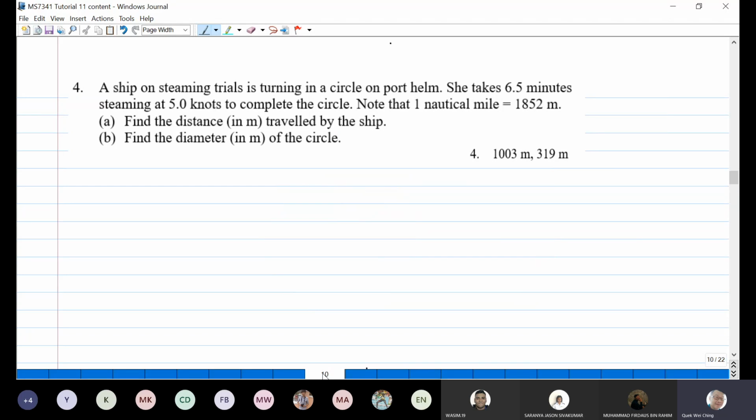Okay, this one will be a bit longer. A ship on a steaming trail turning in a circle on port helm. It takes 6.5 minutes steaming at 5 knots to complete a circle. And then you're given that 1 nautical mile is 1852 meter. Find the distance traveled by the ship in meter.